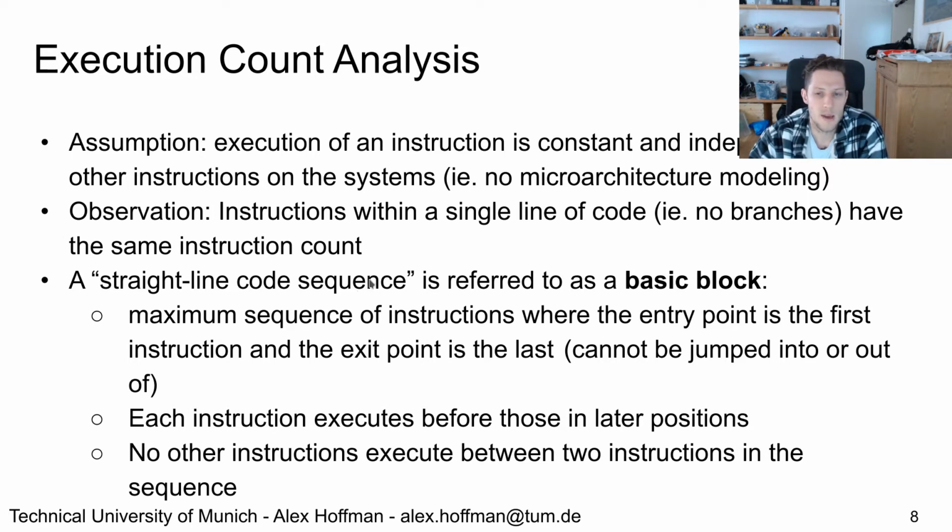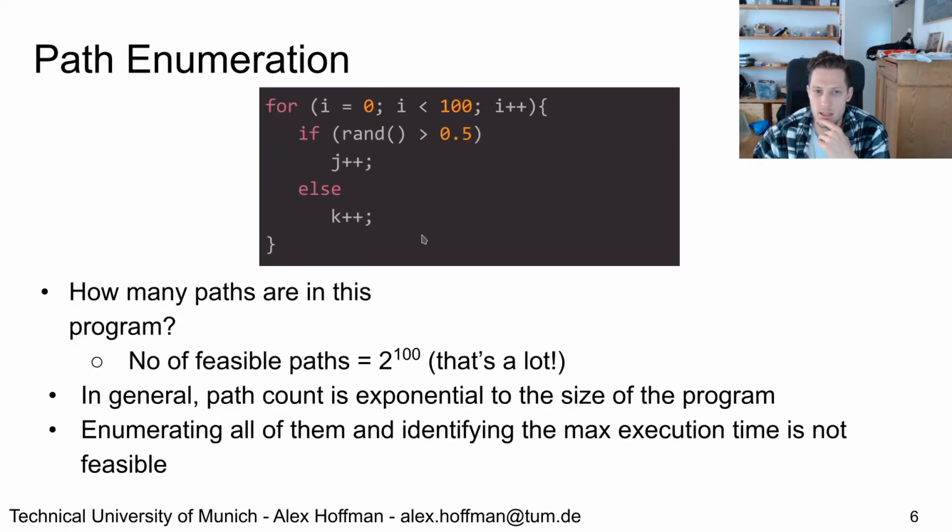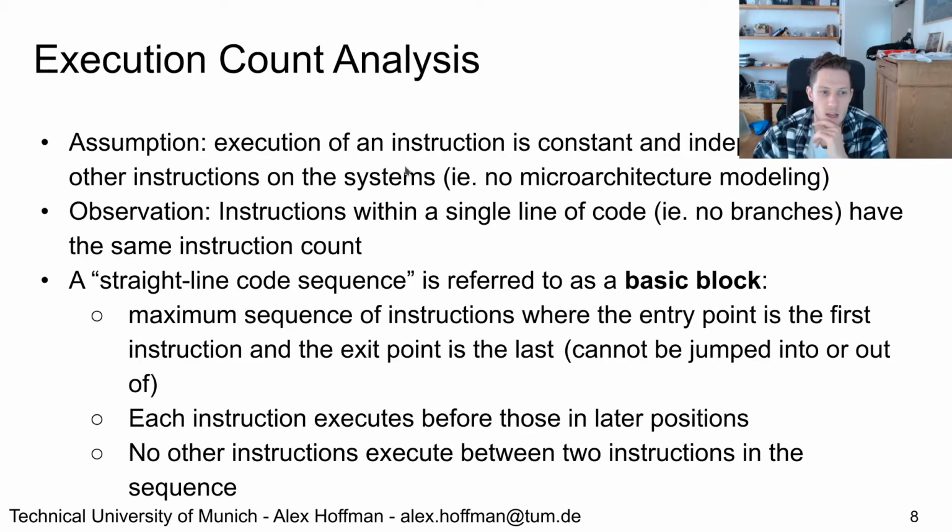An observation that we can also make is that instructions within a single line of code, meaning they have no branching and don't jump to other locations in code, will always have the same instruction count. Meaning that if we had a second line in this if statement, we would know that the execution count of those two lines would always be the same. Because if you go into this conditional statement and start executing this line, you would always execute the following line. And so I think this should not be instruction count, but should be execution count. I think I typoed that one.